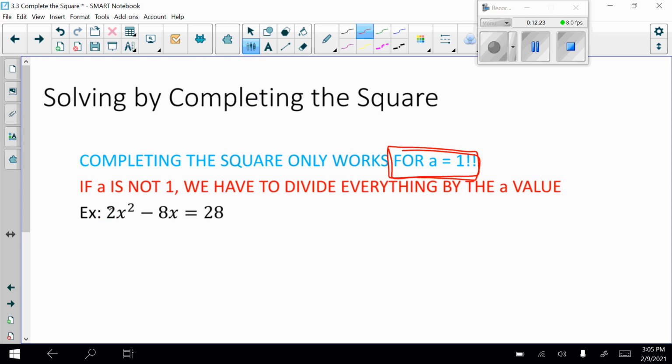So what I mean by this is if I want this to become a 1, I'm going to divide everything by 2. So then 2x squared divided by 2 would be x squared. Negative 8x divided by 2 is negative 4x. And 28 divided by 2 is 14. And then from there, we could just go ahead and complete the square. Okay? So keep that in mind, it only works for a equals 1. All right, so remember, if it can't factor, if it can't use square roots, that is when you start thinking about completing the square.